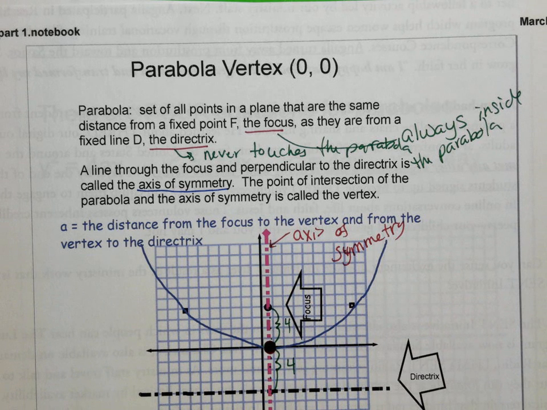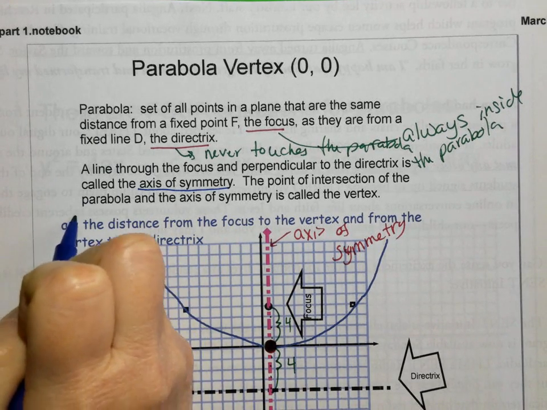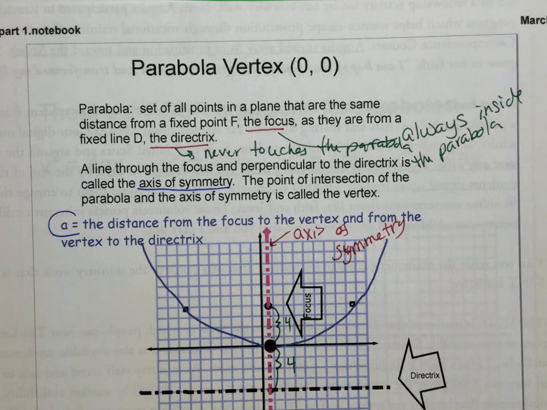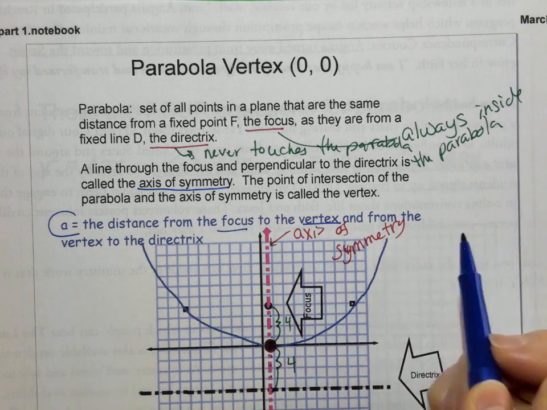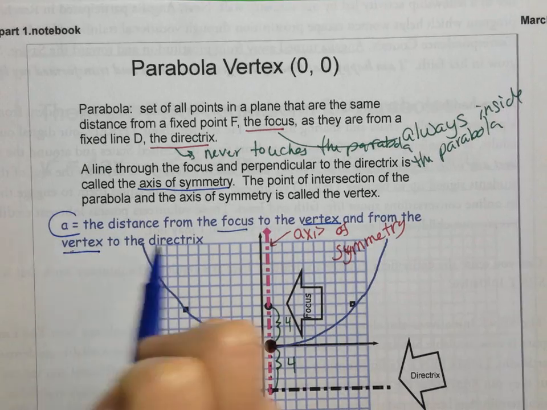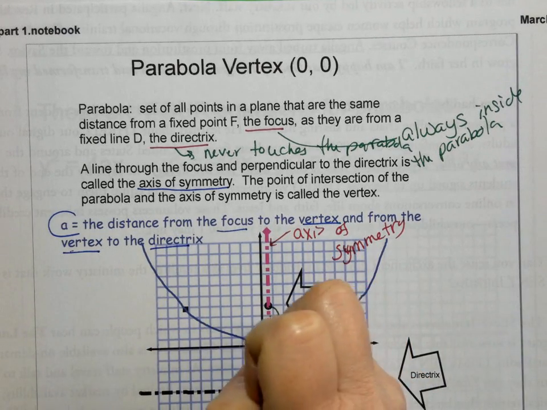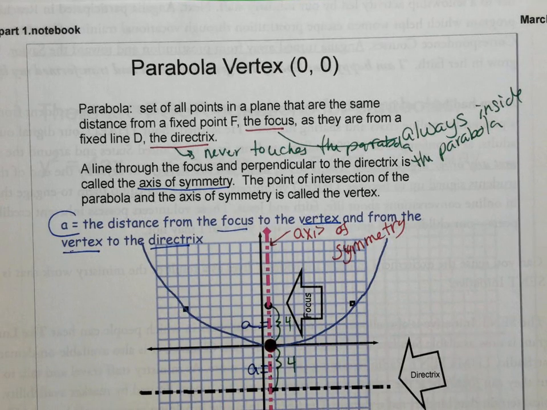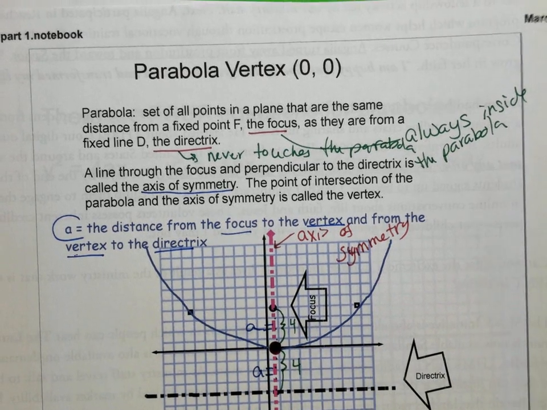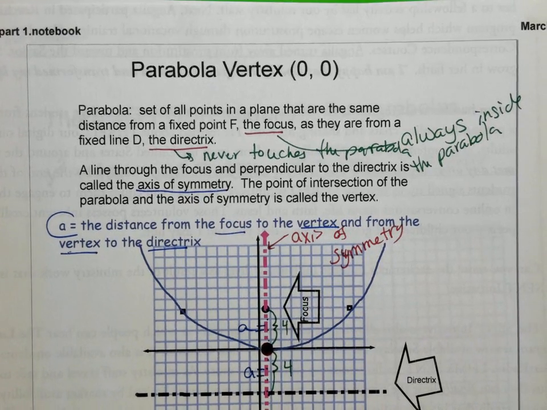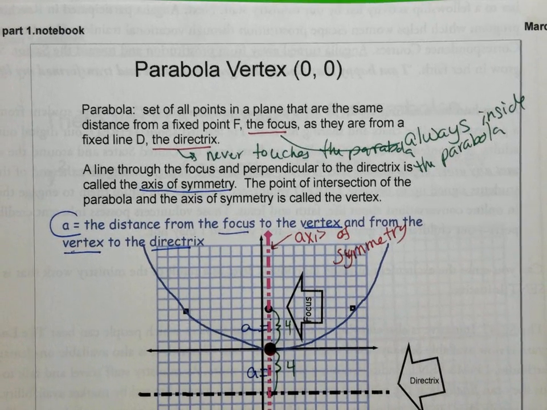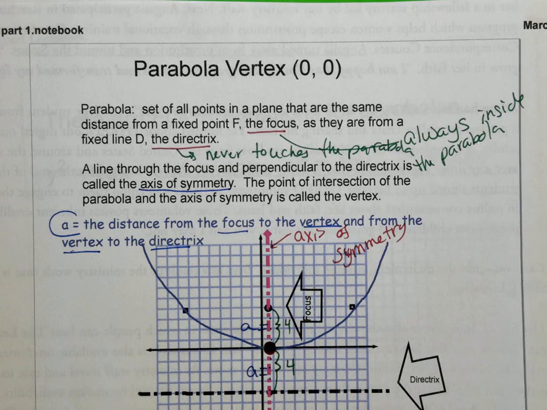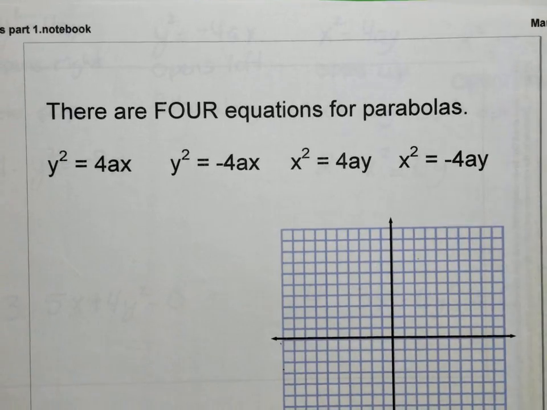Okay, now, remember we defined A, B, and C before. Well, the only one we have to worry about now is A. And A has a new definition. It's right here. It says A is the distance from the focus to the vertex and from the vertex to the directrix. So this is A, and this is A. So in this case, A is 4 in both situations. I'm going to let you soak that in for a second here. And let's see what's next.